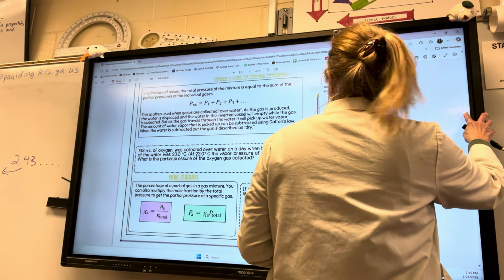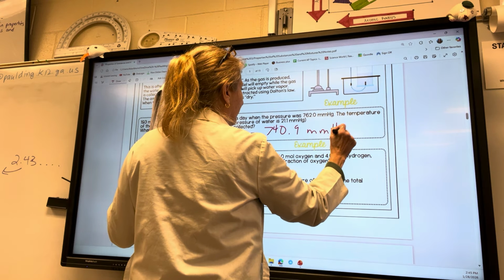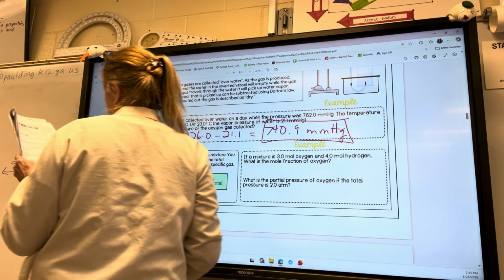All right, so here is a partial pressure example. We want the pressure of oxygen, and we have the total pressure here, 726.0, and we have the pressure of the water we need to take away from it, and the pressure of just the oxygen is 740.9, and this one has millimeters of mercury. I think on the real AP test it would be atmospheres.